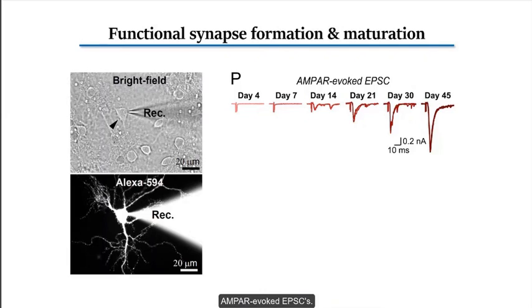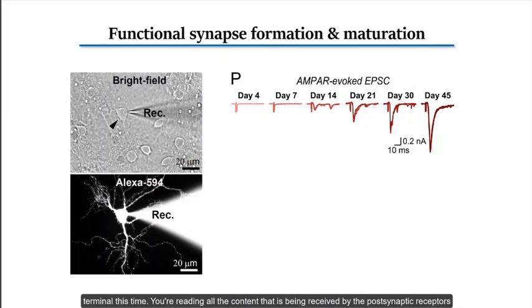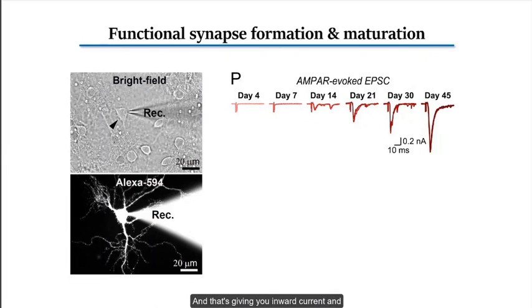And this is the stimulus artifact when you stimulate a presynaptic terminal. You generate this artifact, these electrical transients that come directly from the stimulating electrode to your recording electrode, but also followed by this beautiful inward current that is driven a little slower because you are stimulating the presynaptic terminal this time. You're releasing all the content that is being received by postsynaptic receptors, opening up and allowing the sodium ions to flow in, and that's giving you a beautiful inward current. These are called excitatory postsynaptic currents, or EPSCs.